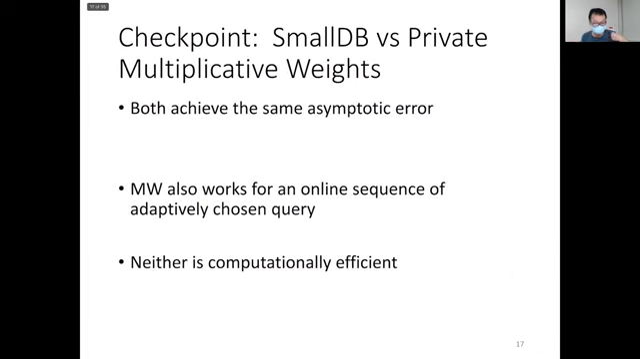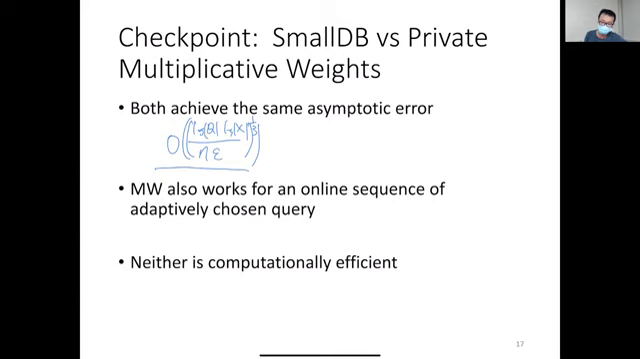As a checkpoint, so far we've applied the exponential mechanism to the small database algorithm by doing exponential sampling over databases that are small, and both actually achieve the same asymptotic error of the form n epsilon log of q log of x, with some minor difference in the dependence on the failure probability delta. If we choose delta to be a constant, both satisfy this error bound. There is a small but important difference between these two algorithms though. For the small DB algorithm to work, this set q needs to be fixed and available ahead of time.